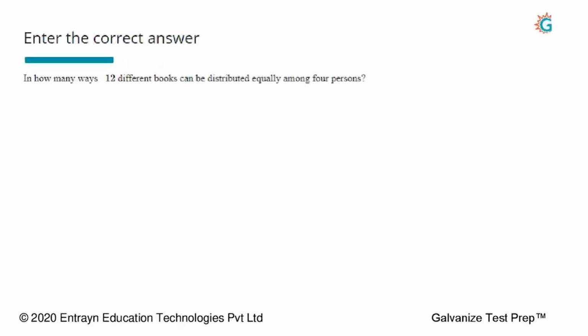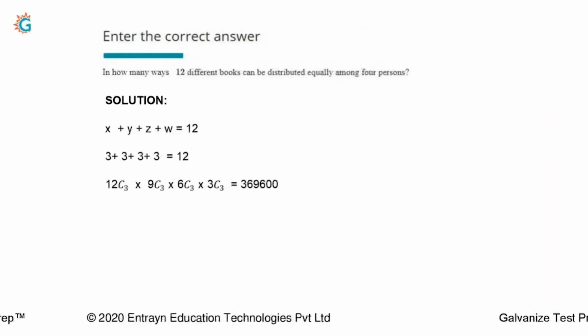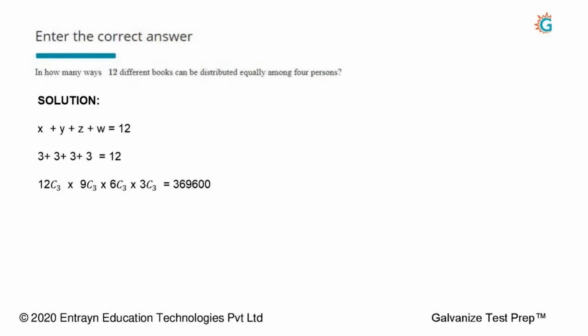Yeah. In how many ways 12 different books can be distributed equally among 4 persons? It's a very simple question. I think you should be able to solve it within a minute. 12 different books distributed equally among 4 persons. Obviously, this means that each person should get only 3 books. That's what it means. 4 people, each person can get only 3 books. How many ways can you choose 3 books from 12 books? That is done in 12C3 ways.